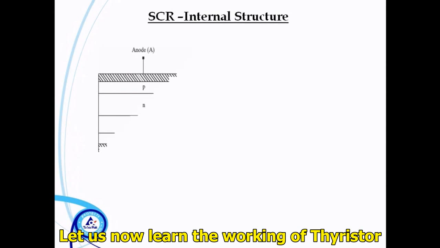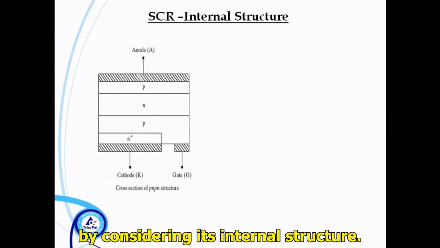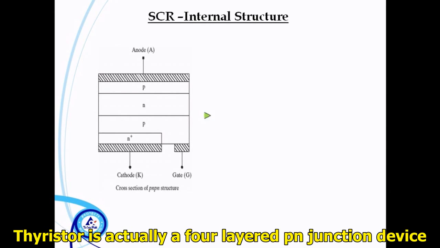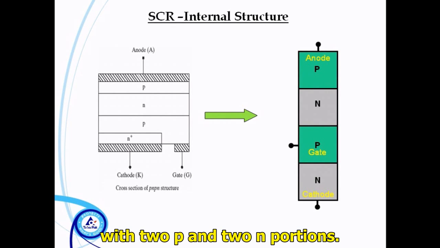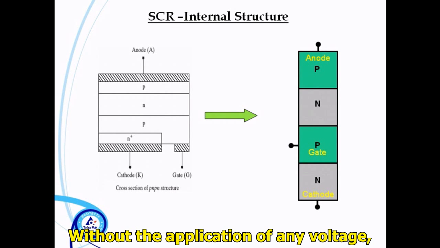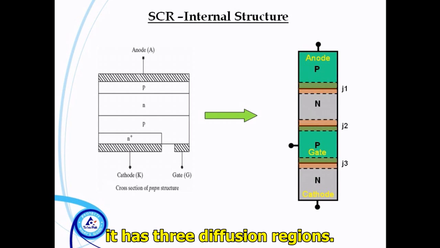Let us now learn the working of thyristor by considering its internal structure. Thyristor is actually a 4-layered p-n junction device with 2 p and 2 n portions. Without the application of any voltage, it has 3 diffusion regions.